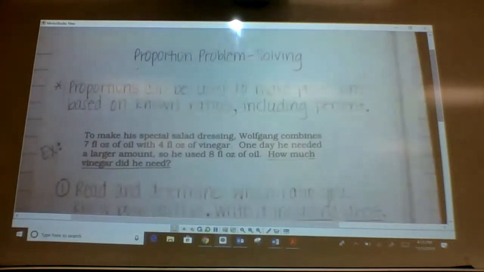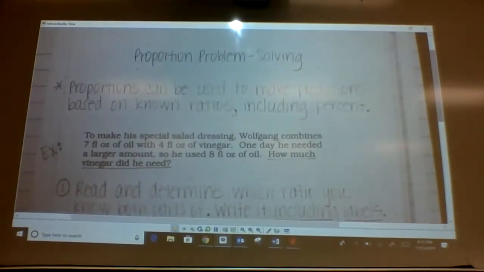Alrighty, it's time to get into some problem solving using proportions. Proportions can be used to make predictions based on known ratios, including percent. And we're going to spend a lot of time on percent in the next couple days. But right now, we're going to look at making predictions given a ratio.